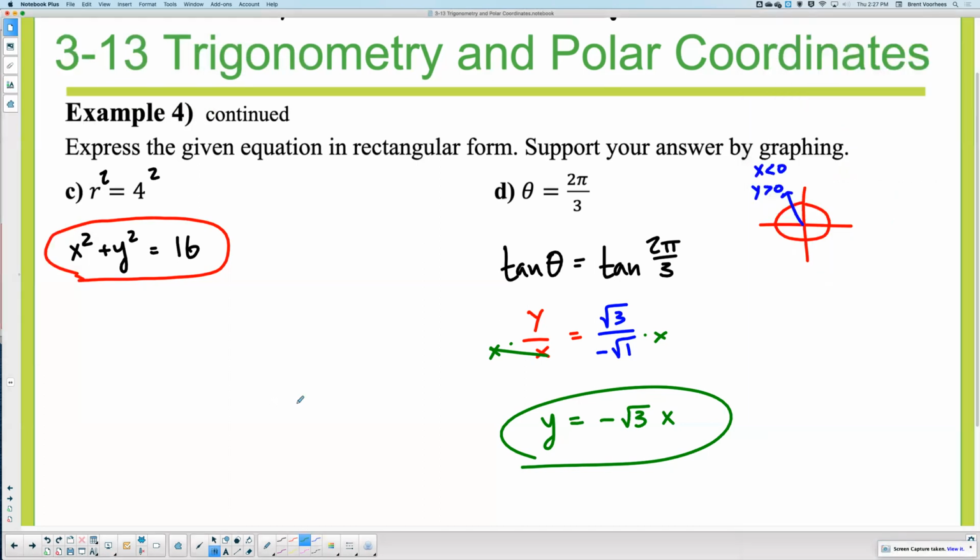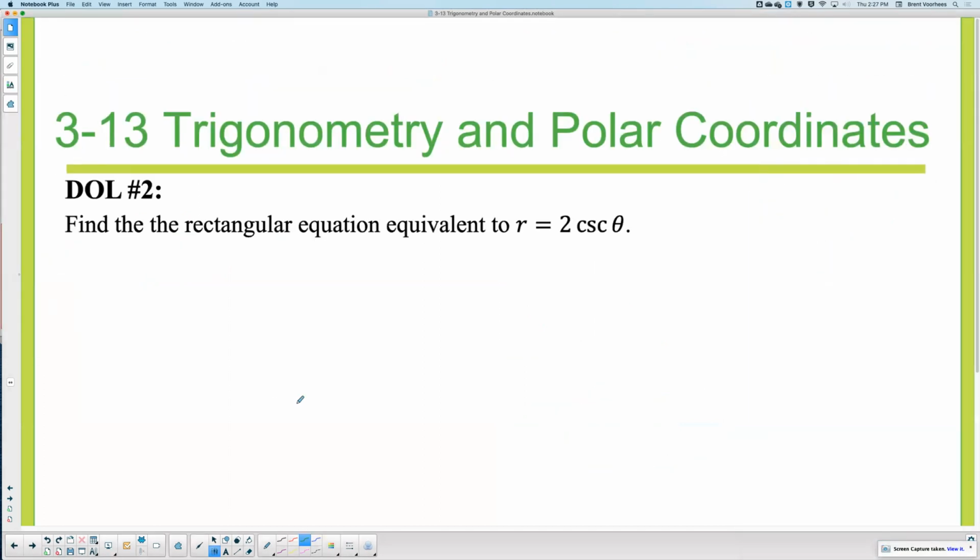Okay, so once again, I've done a few, and I'm going to let you try this one. I want you to think through the 4 formulas. You might need to do a little 3-12 lesson first to be able to find it out, but go ahead and do this. DOL number 2.